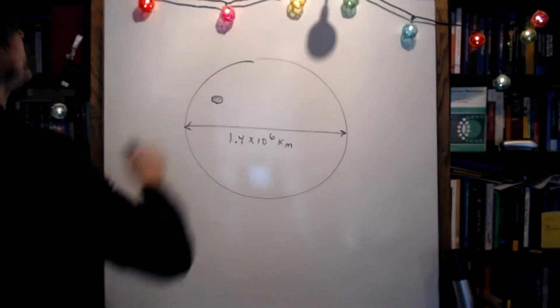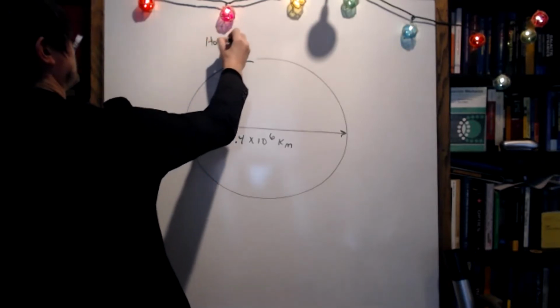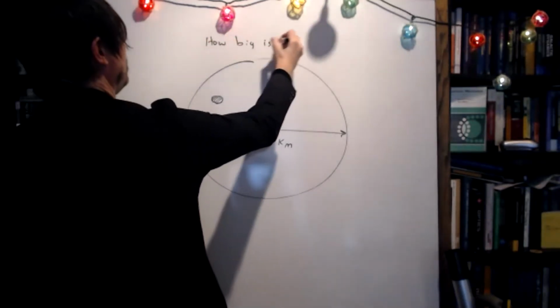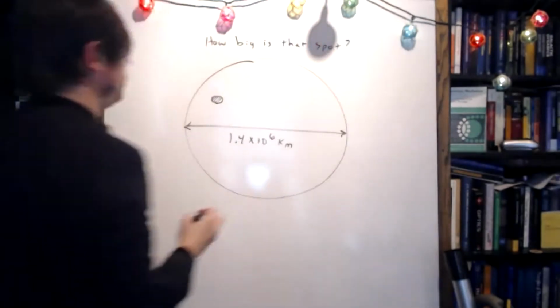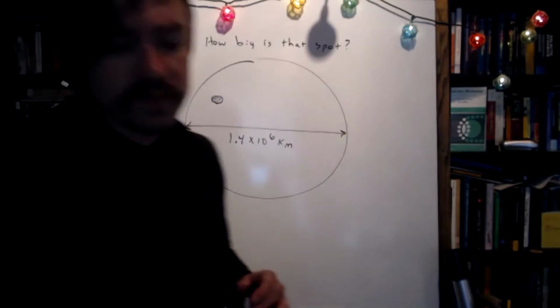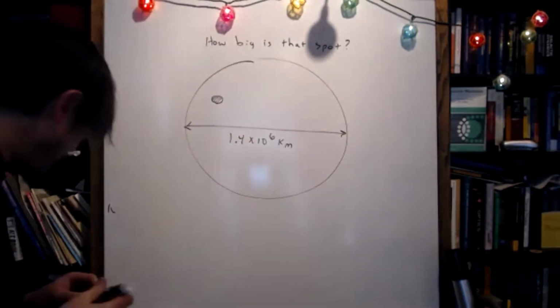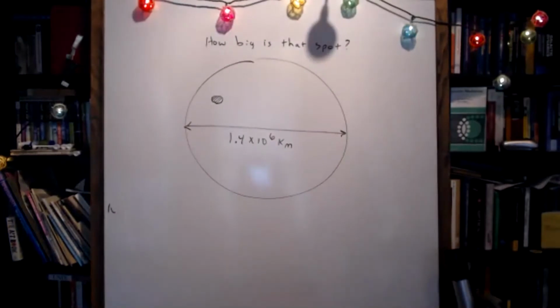Okay. So the question we want to ask is, how big is that spot? What I'm going to do is take out a ruler and measure the size of the sunspot, and measure the size of the sun. And I'll give you those values in centimeters, okay?